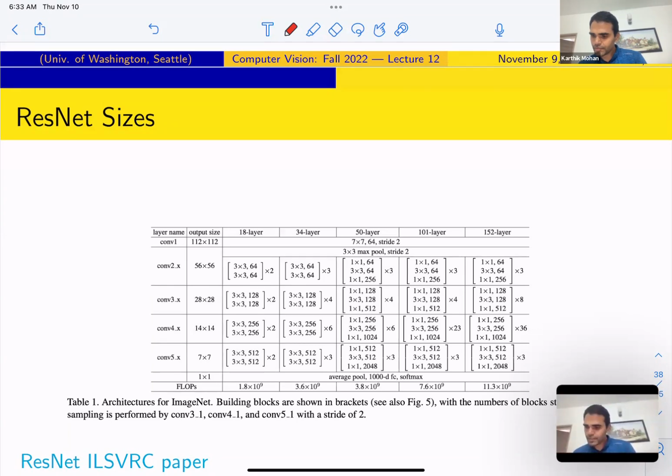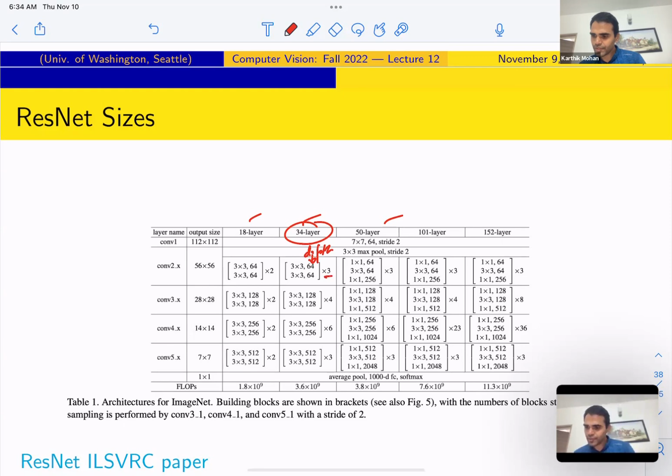This is kind of a breakdown of the architecture of the ResNet for different layers. So 18 layer, 34 layer, 50 layer. So let's say you look at the 34 layer, you see convolutions of different sizes, 3 by 3 by 64. This is the depth, as you know, and this is the size.